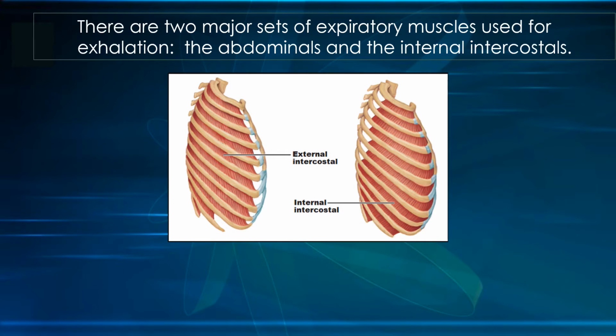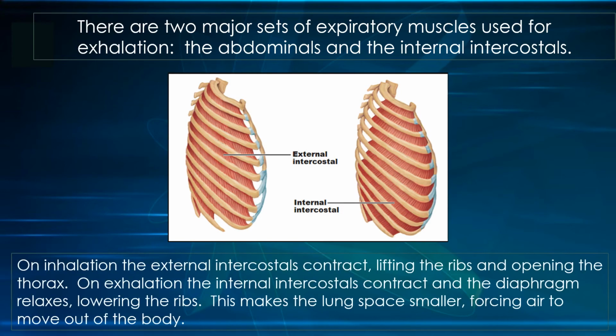There are 2 major sets of expiratory muscles used for exhalation, the abdominals and the internal intercostals. On inhalation, the external intercostals contract, lifting the ribs and opening the thorax. On exhalation, the internal intercostals contract and the diaphragm relaxes, lowering the ribs. This makes the lung space smaller, forcing air to move out of the body.